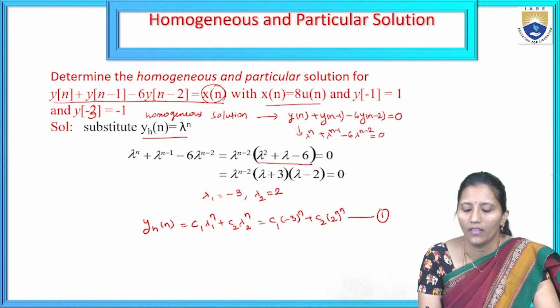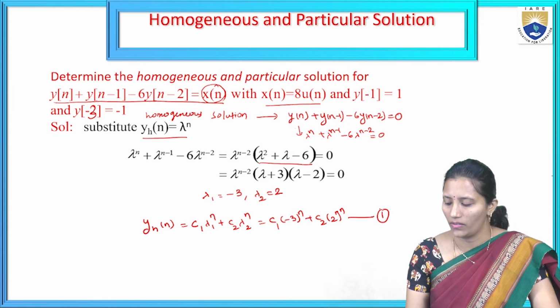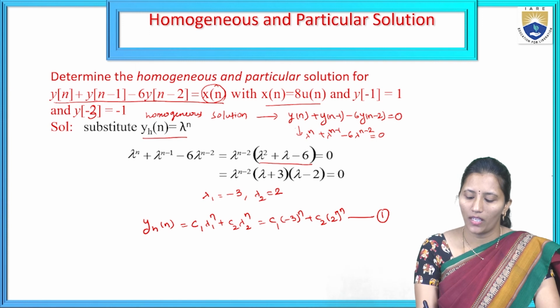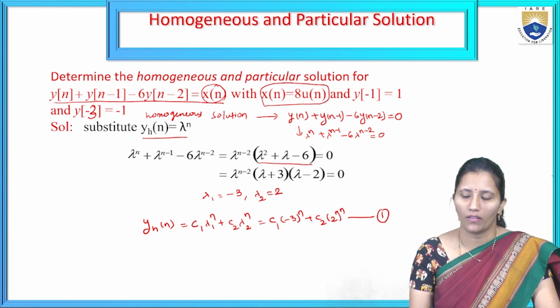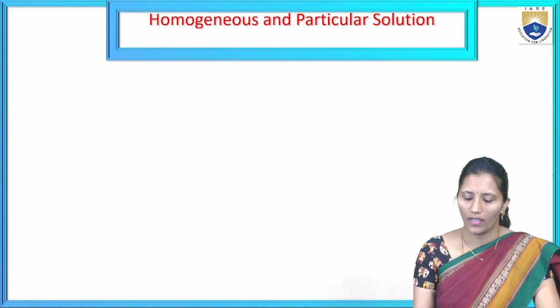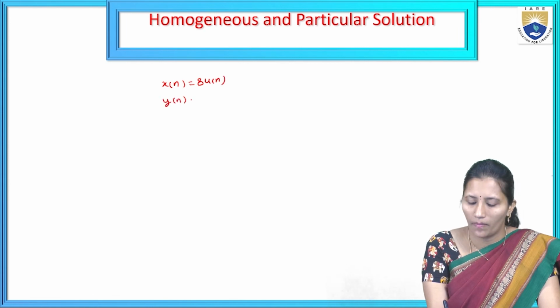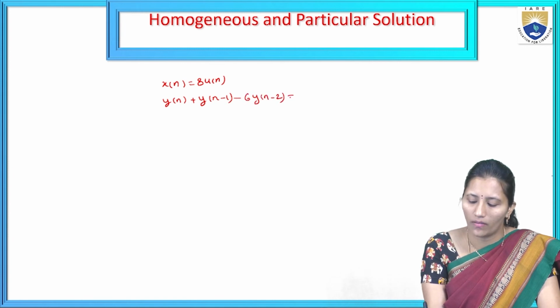Take this as equation 1. Now if we go for the particular solution of the system, the particular solution depends on the nature of the input. x of n is equal to 8 into u of n, and y of n plus y of n minus 1 minus 6 y of n minus 2 is equal to x of n.